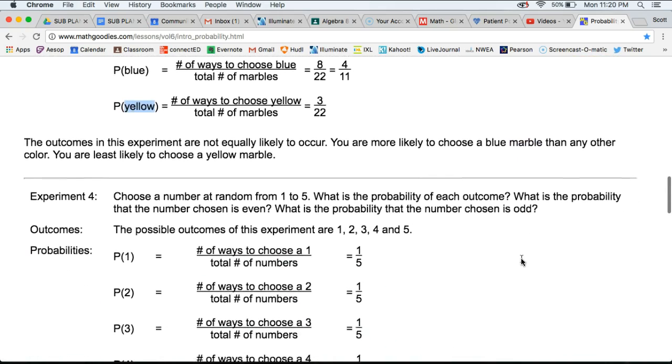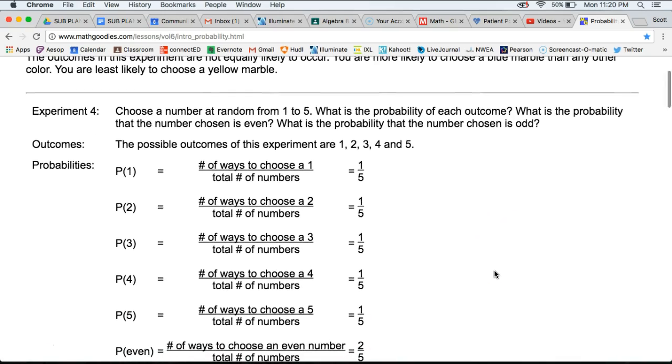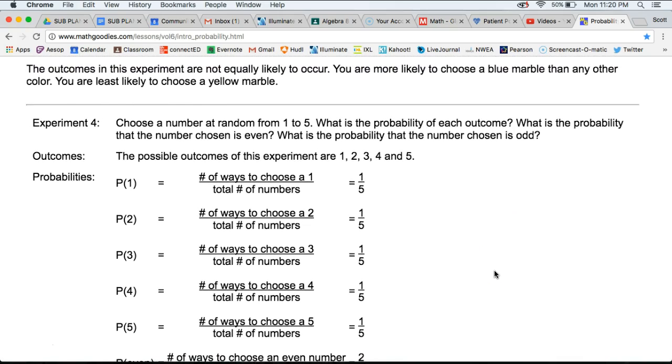Right, how about pick a number between 1 and 5? Well, I have an equally likely chance of choosing any of those 5 numbers. So the probability of 1 is 1 out of 5, probability of 2 is 1 out of 5, etc. Each of the probabilities for a single number is exactly the same.